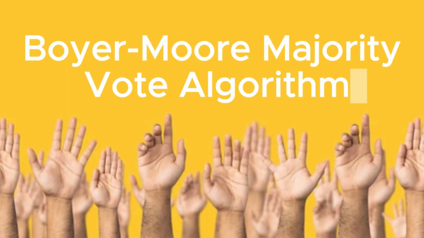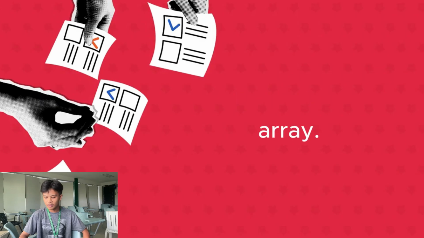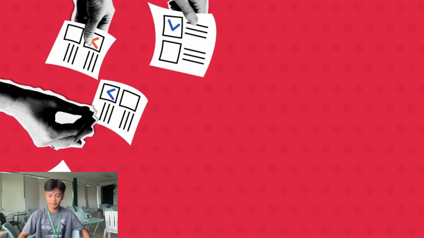Welcome everyone. So today, we'll explore the Boyer-Moore majority vote algorithm. This is a powerful technique used to find the majority element in an array. That is, the element that appears more than half the time. The great thing about this algorithm is its efficiency.